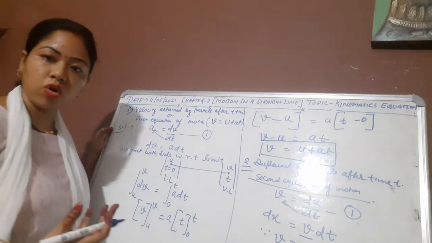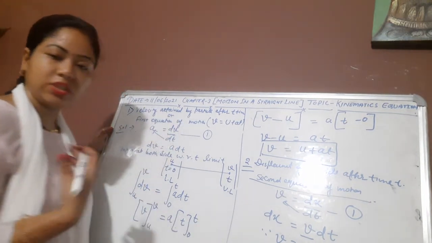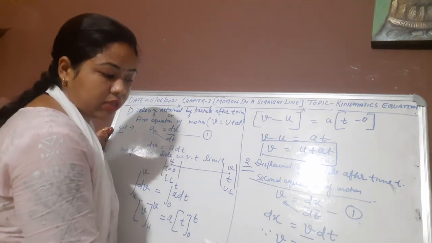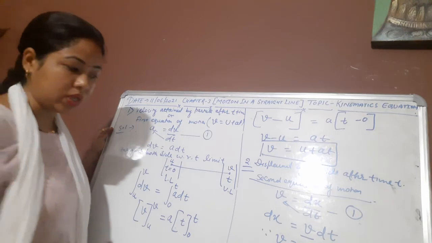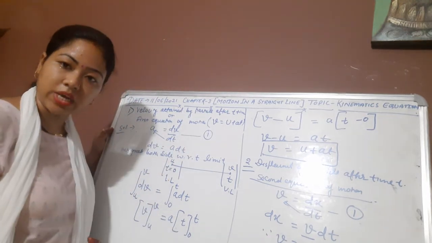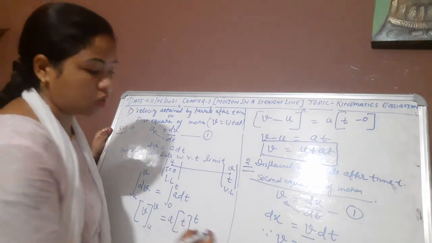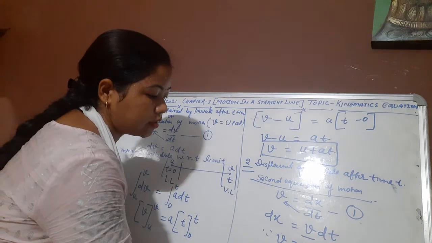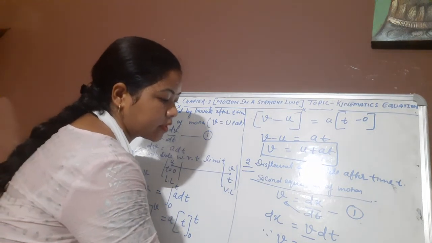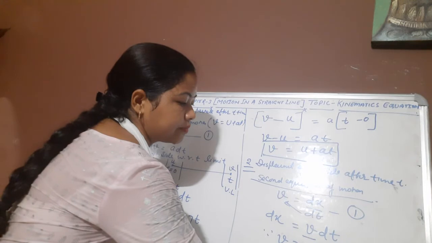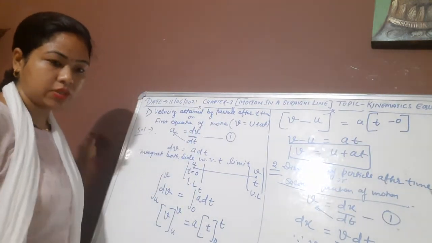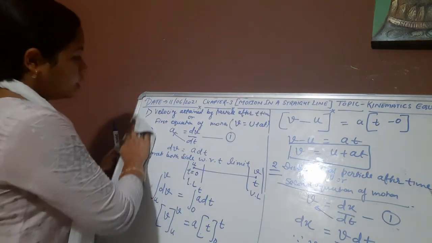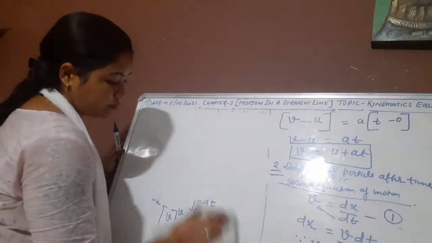Now these are very small values of the displacement and the time. So we'll integrate these values with respect to the limits. On the left side we are having the derivative of x, that's why we will take the limit of x, and on the right side we are having the derivative of time, that's why we will take the limit of the time. So integrating both sides with respect to limit.